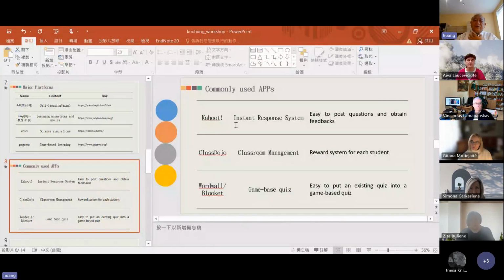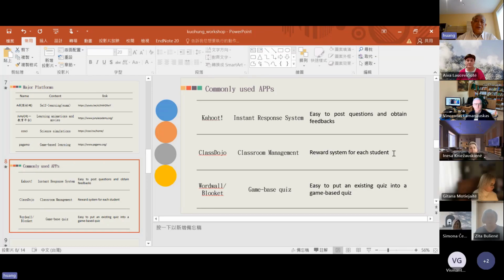Okay, the next one, I will introduce one of the apps. Actually there are many apps that teachers and students can use a lot. Kahoot is used for classroom response that many teachers use right away in teaching activity. There's classroom management, and a reward system for each student. If you behave well, or volunteer to answer questions, then you get some positive points.